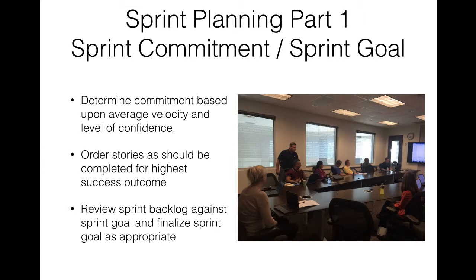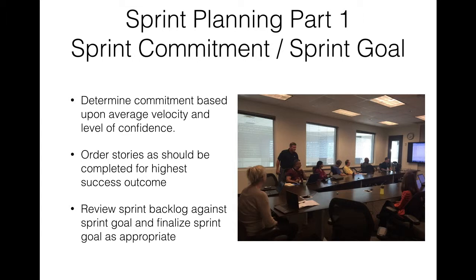Once the team determines how many stories they can bring into a sprint, and they feel confident that this is the body of work they can complete this sprint, they review that work against the sprint goal and determine if they can actually meet the sprint goal with this work. If not, they may shuffle some things around, or they may actually modify the sprint goal. By the end of the first half of sprint planning, it should be clear with the team and the product owner what the goal of the sprint is and what stories are being committed to.